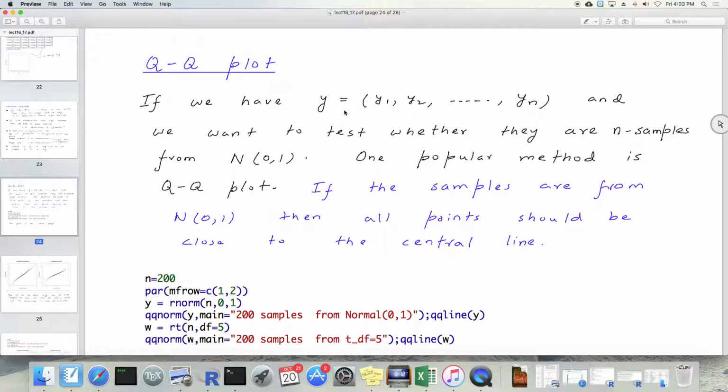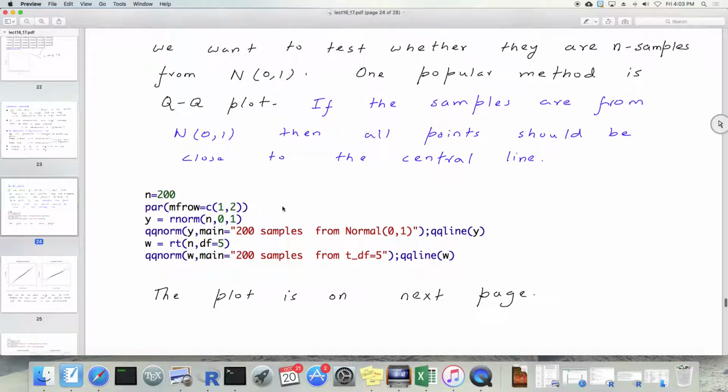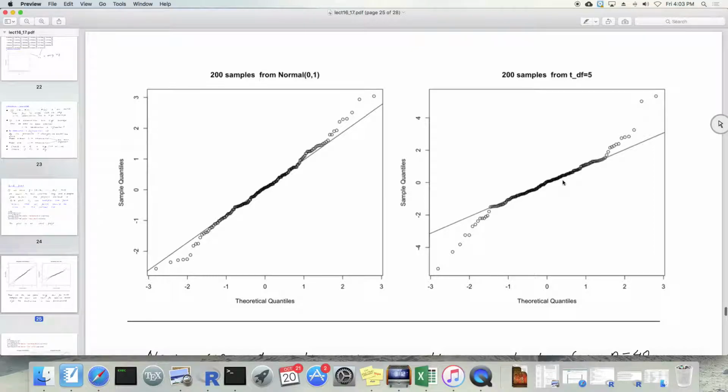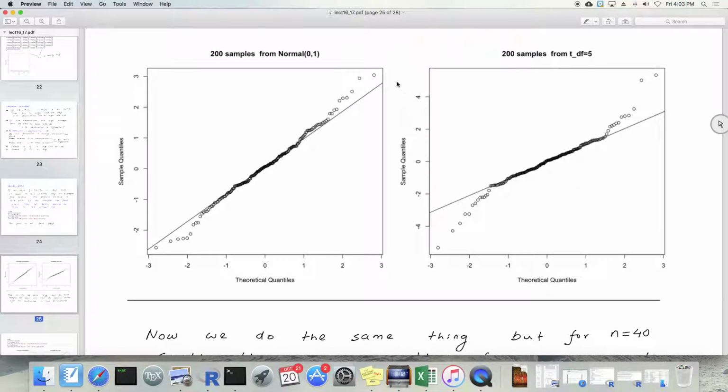There are many tools for that, but one popular graphical method is the QQ plot. And it goes like this. I've written that code down. It will be a plot like this, and there will be a line in between. If the points fall along the line, then it's good, it's from normal 0, 1. If the points are away from the line, it's not. For example, this is 200 samples from normal 0, 1, and the points are close.